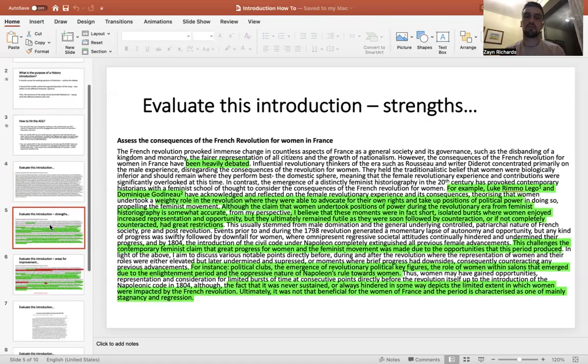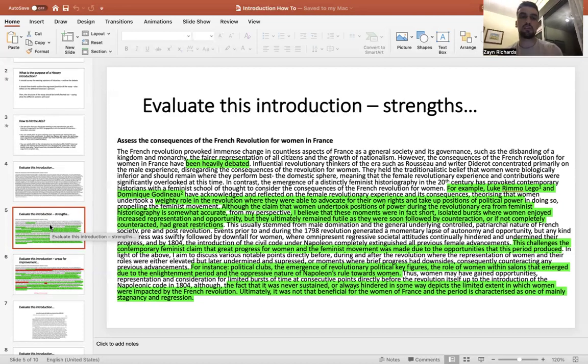But these are the strengths. Okay, so first of all, they clearly introduce a sense of debate when they talk about it having been heavily debated. So we know that we're going to get some historian debate. They then introduce some historians. We've got Luke Rimo-Lego and Dominic Godinot, and those have both been referenced, which is, again, great. And then they've given the opinion of both historians.